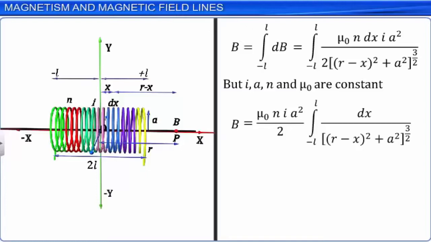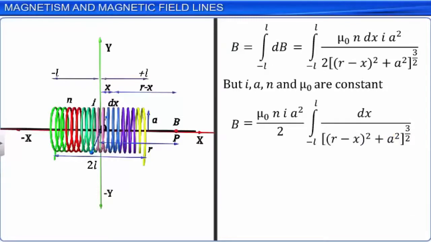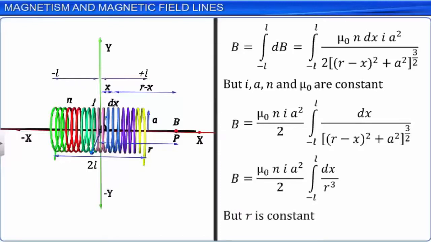When we consider the point on the axis of the solenoid at a large distance, r is much greater than a, and r is much greater than x. Hence, we neglect the terms a and x in the denominator of the expression for B. Then, B is equal to mu naught n I A square by 2 into integral from -L to L of dx by r cube. But the distance of the point P from the origin, r, is constant. Thus, B is equal to mu naught n I A square by 2r cube into integral from -L to L of dx.